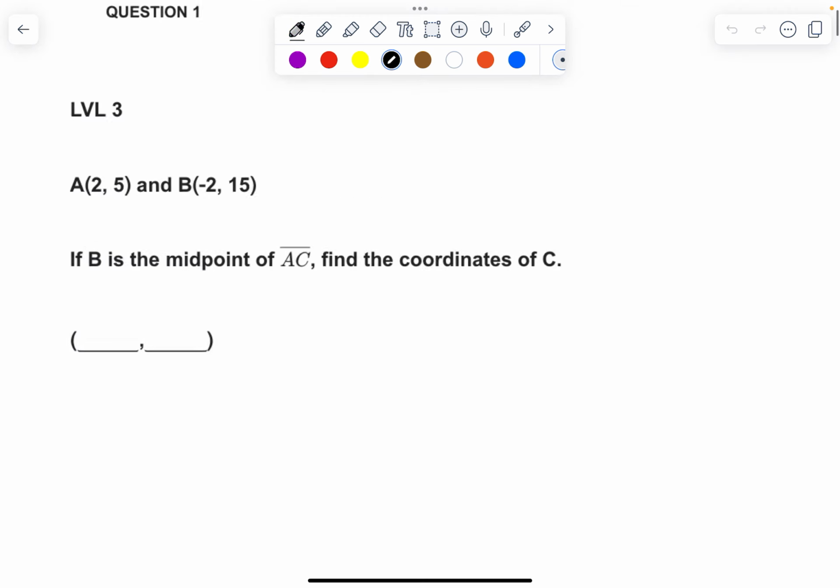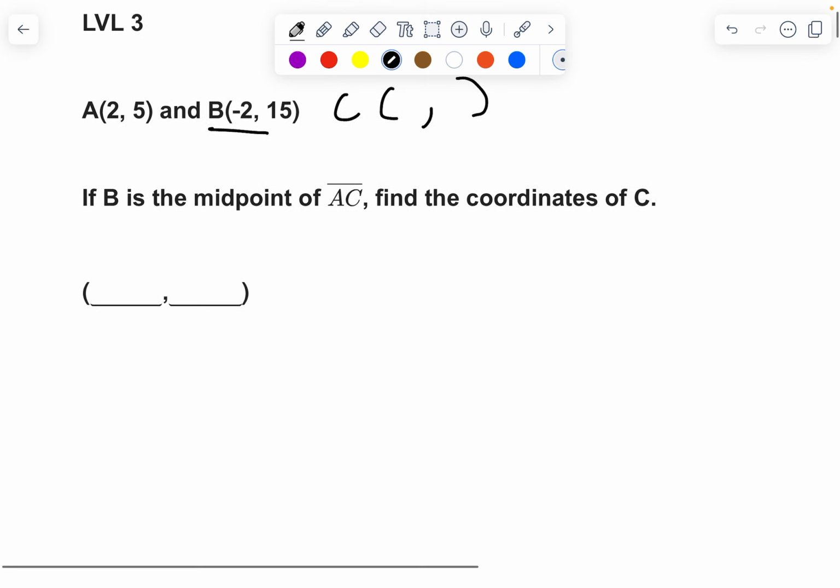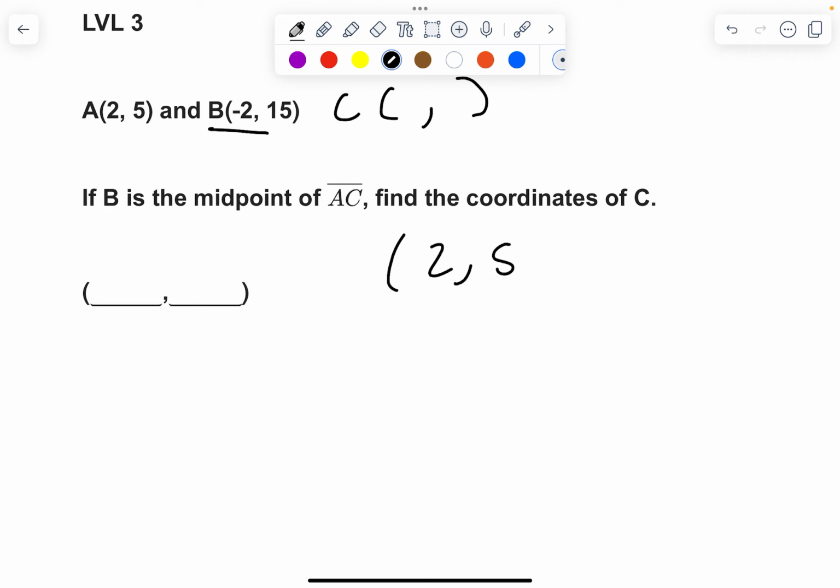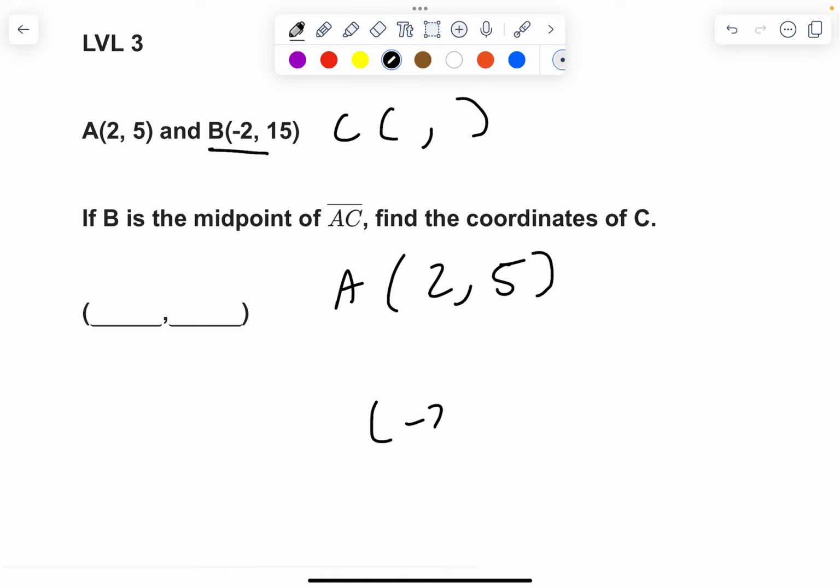Here we go. First question, it says if B is the midpoint of AC, so we don't know where coordinate C is. We're looking for coordinate C. Find the coordinates of C. So we don't know where it is. The way that I kind of showed you guys is take the coordinates like 2, 5, that's coordinate A. And then the coordinates for B, -2, 15.